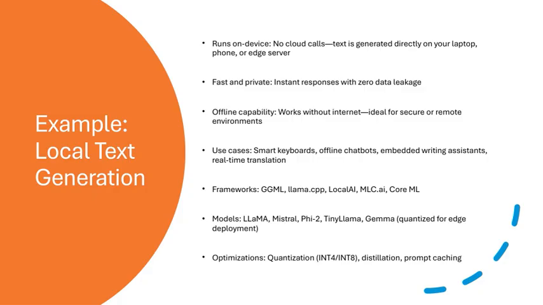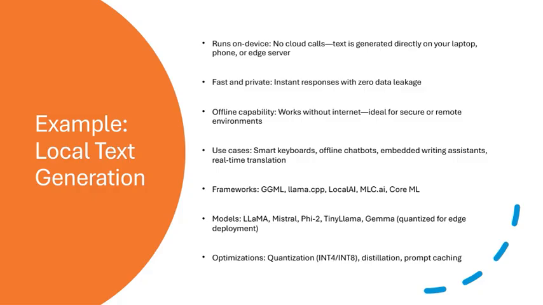Because it operates instantly and keeps your data private, there's zero risk of data leakage, making it ideal for sensitive tasks. Plus, it works offline, so even without an internet connection, you can still use it, perfect for secure environments or remote locations. Now, in terms of use cases, we're talking about smart keyboards, offline chatbots, embedded writing assistants, or real-time translation tools. These are all scenarios where quick, private, and offline capabilities really shine.